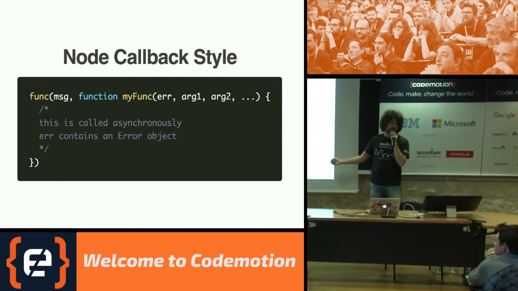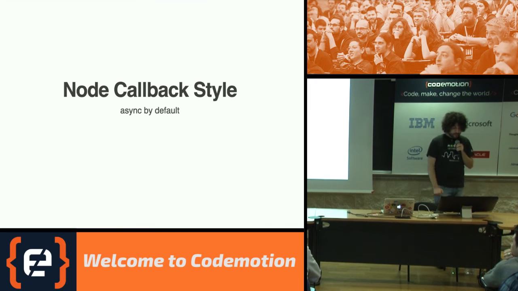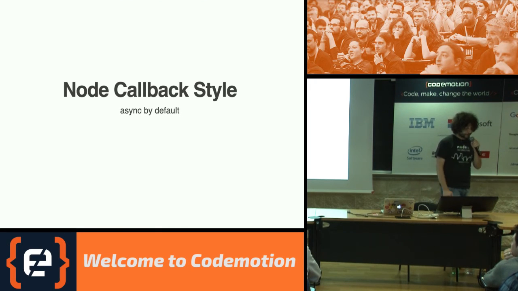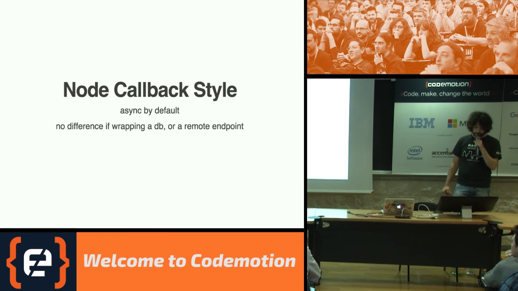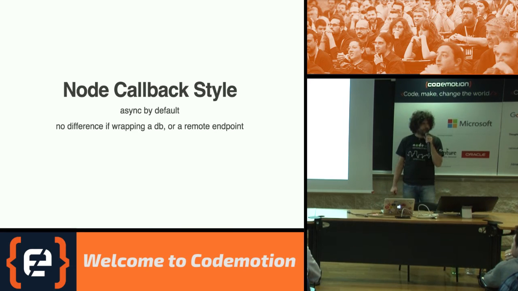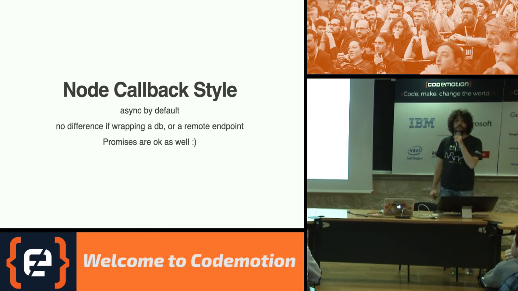You can implement the same thing. The node callback style is nice because it's asynchronous by default. You can use it in the browser, in the backend, on the Internet of Things. There's no difference in wrapping a database or a remote endpoint. If you have a remote endpoint, it's just the same. If you are into promises, it's okay. I don't like them, but I'm fine with you liking them.